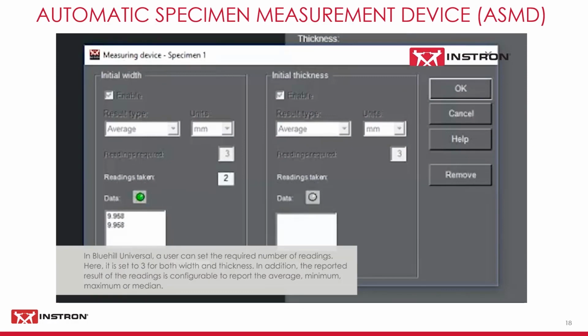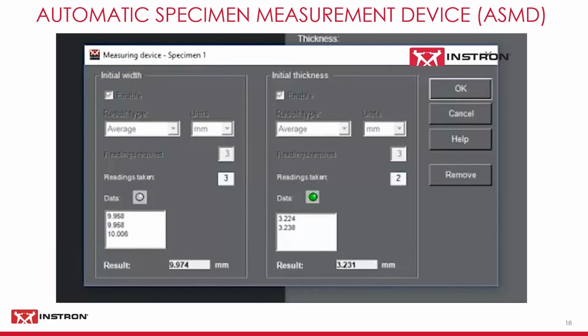The software is very easy to set up and can be configured for use with width only, thickness only, or both. You can also specify the number of readings required and if it should be reported as an average, minimum, maximum, or median. These requirements are dictated by the testing standard.